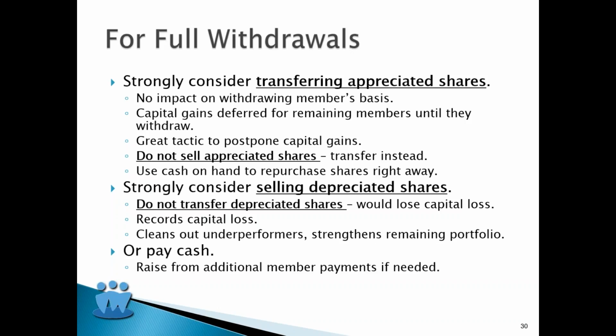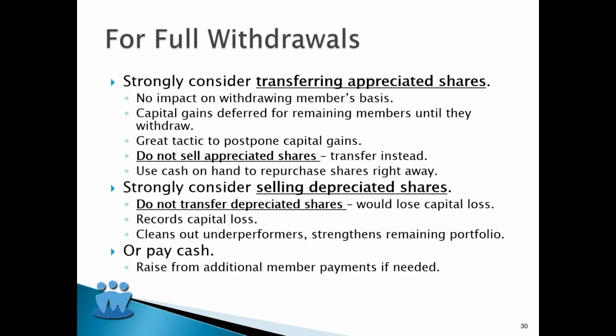What happens to the capital gains that you would have incurred had you sold that stock right away? The capital gains don't disappear. They just get deferred. They get delayed. They're kept on the books, and then for each member in proportion to their capital account at the time of the withdrawal, everyone's got a little bit of that capital gain.